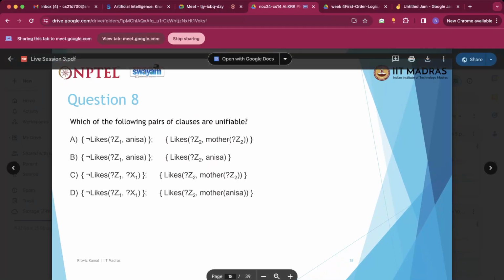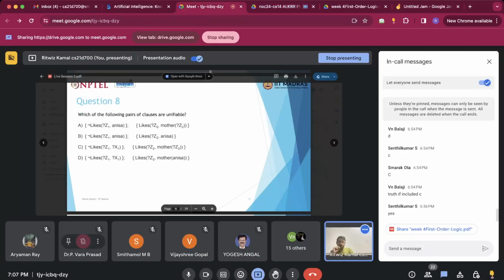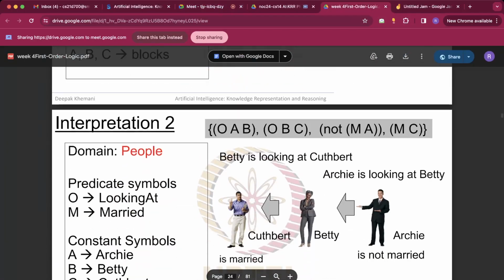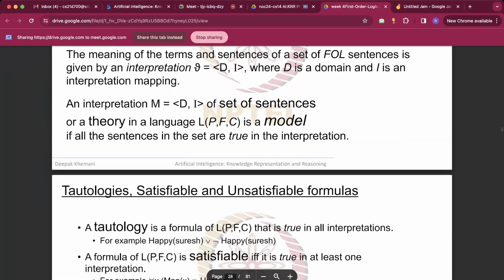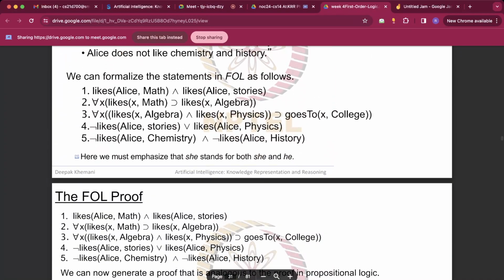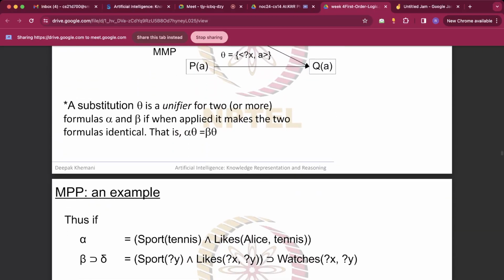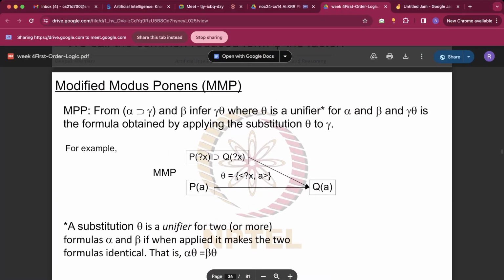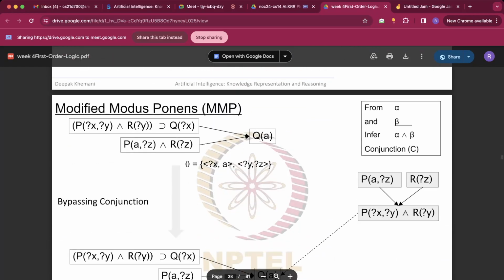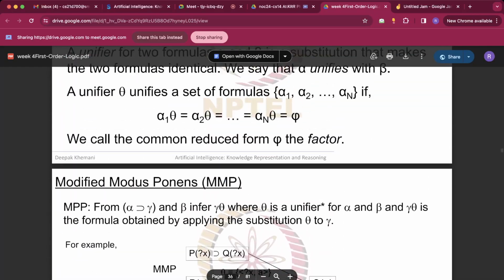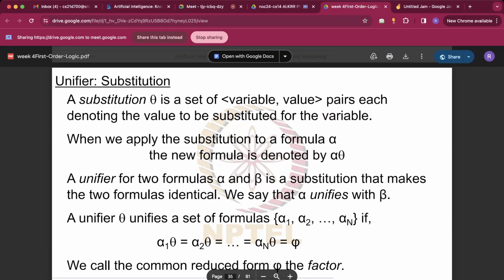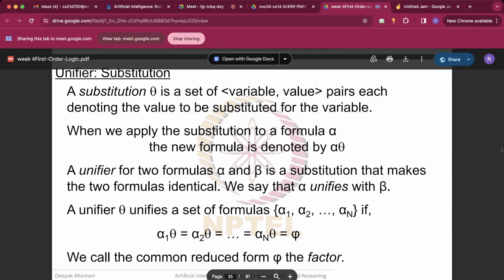All right, coming back to this question about unifiability. So what do you think? Okay, so basically, what is unification?